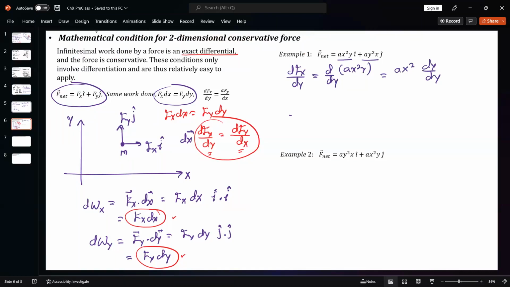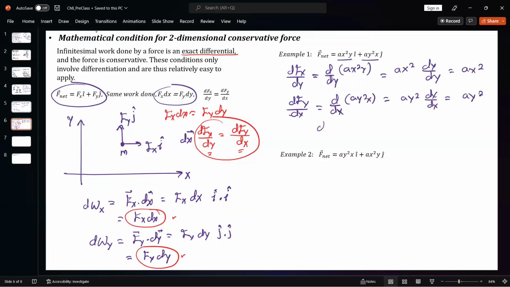I don't write it as a partial derivative right now because we are not interested in doing any partial derivative particularly, okay? Now this is equal to ax squared, right? Let's calculate now d of fx divided by dx. If I calculate that, d over dx, parentheses, ay square x. Now, in this case, if y is remaining constant, this will be dx over dx. This will become, say, y square.